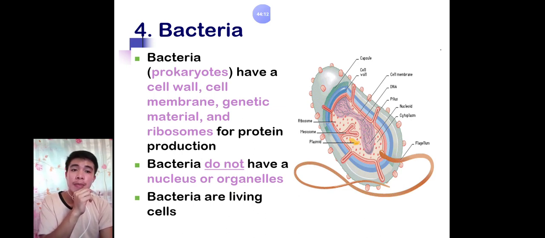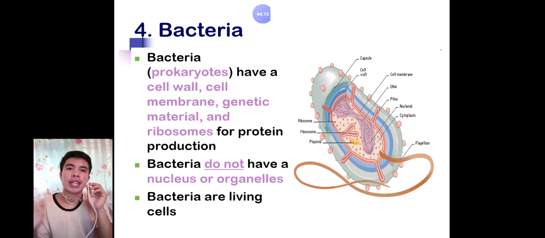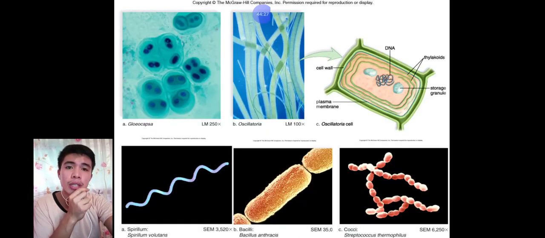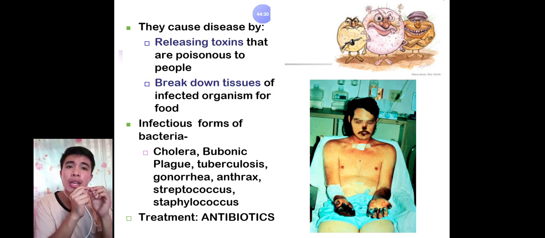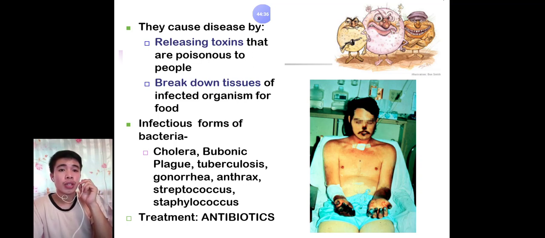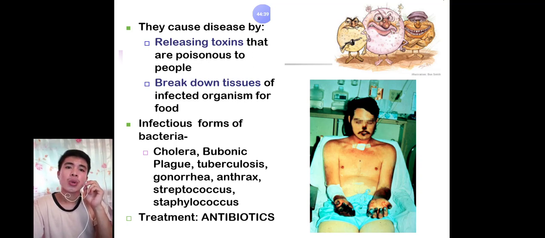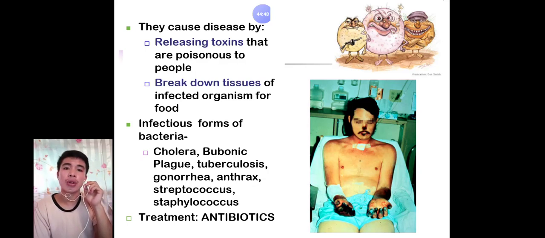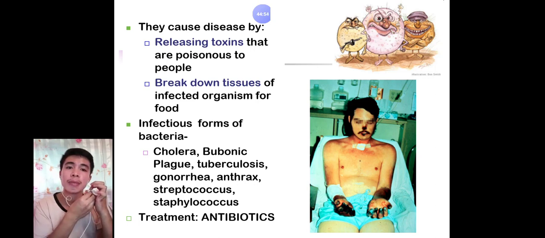So bacteria are living cells. We can find them in our surroundings and in our bodies; we cannot see them, but they are in our bodies. They cause disease by releasing toxins that are poisonous to people, and they break down tissues of the infected organism for food. Infectious forms of bacteria include cholera, bubonic plague, tuberculosis, gonorrhea, anthrax, streptococcus, and staphylococcus.